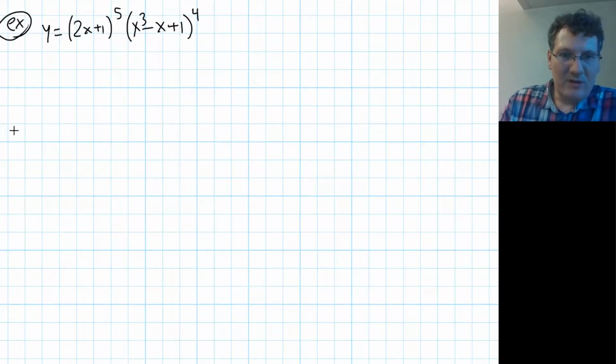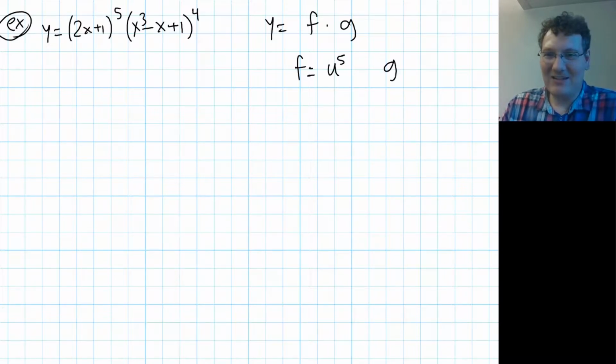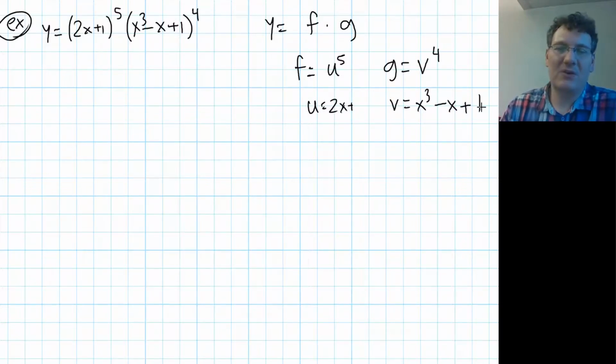Okay, so now you can see we're growing this function. What we have here is the product of these two powers. So what you need to look at is the framework of this thing. What we have is y is like f times g. F we can write as u to the 5th, and g I'll call v to the 4th. And then u is 2x plus 1, and v is x to the 3rd minus x plus 1. So altogether, we have to structure this as, okay, outside of everything, we've got to use the product rule. Then we have to apply the chain rule.